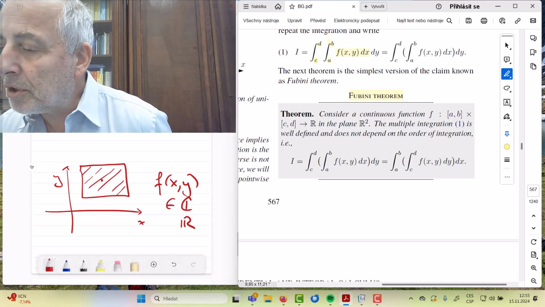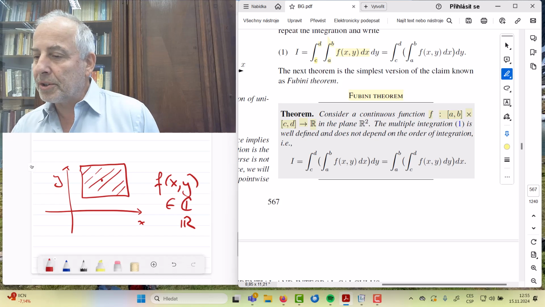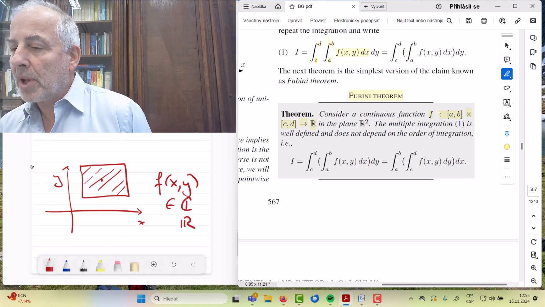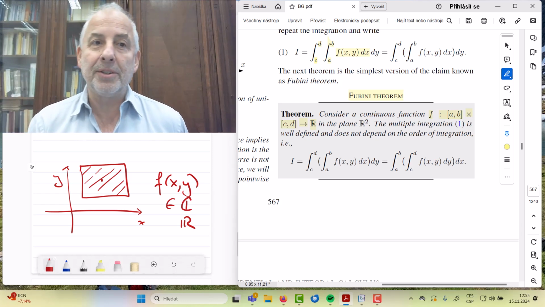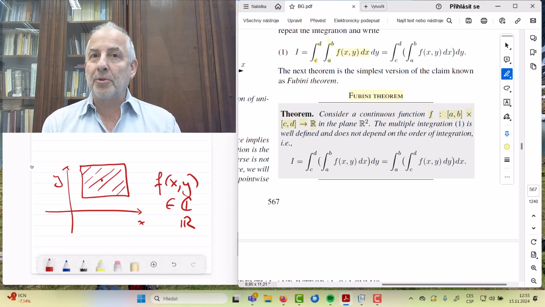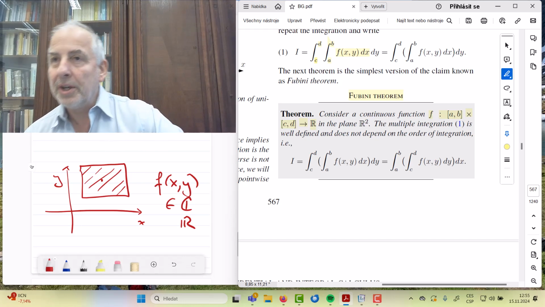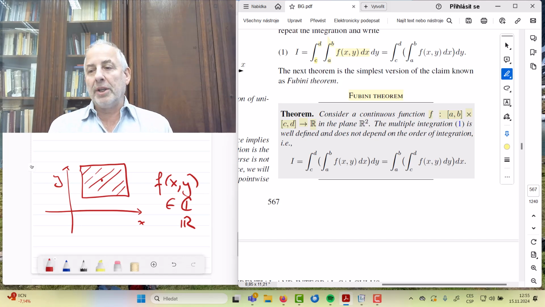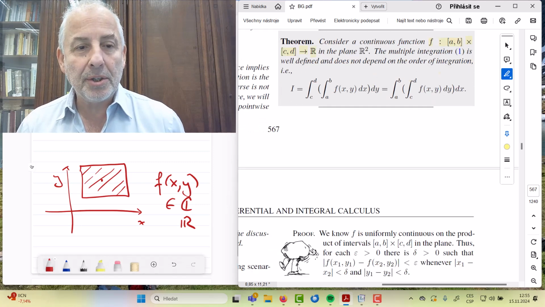So we have a continuous function on our product of 2 intervals, then the multiple integration, as in this line 1, is not only well defined, but in particular it doesn't depend on the order. So again, it's a sort of swapping of the limit processes, because it doesn't matter whether we first integrate the x variable and then the y one, or the other way around. So that's a very nice thing.